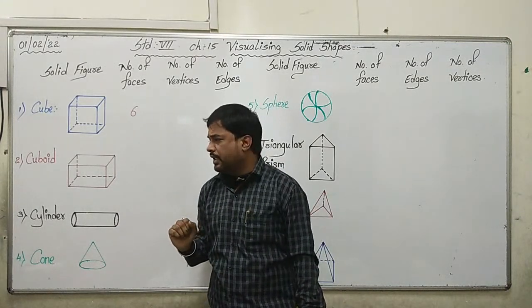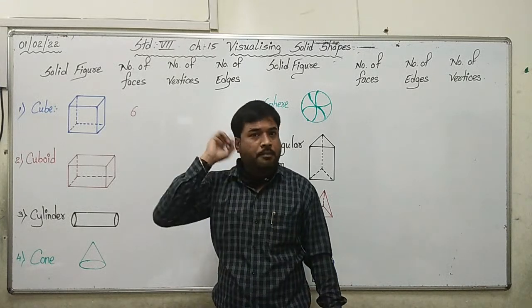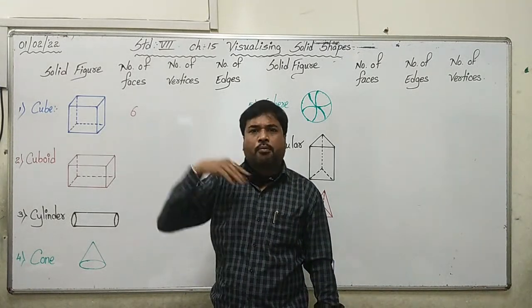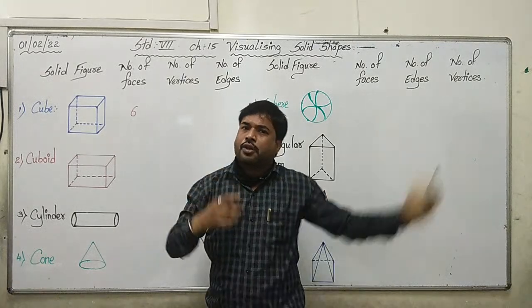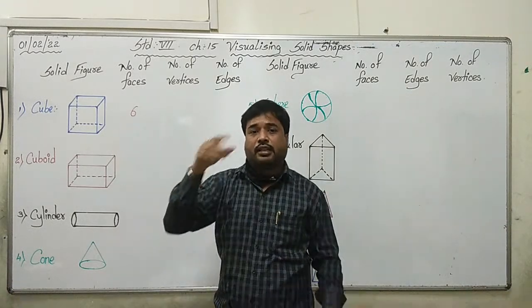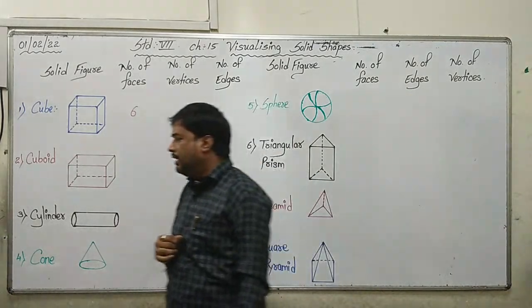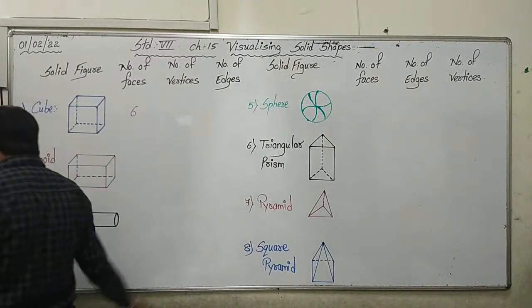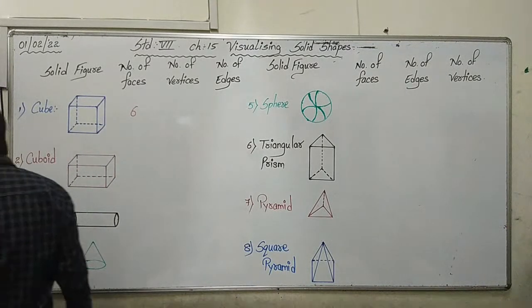Do you understand? It is very easy. Front, back, that makes 2, top, bottom, another 2, so total 4, left and right, another 2 faces. So how many faces in total? 6 faces. Right? Are you getting my point?